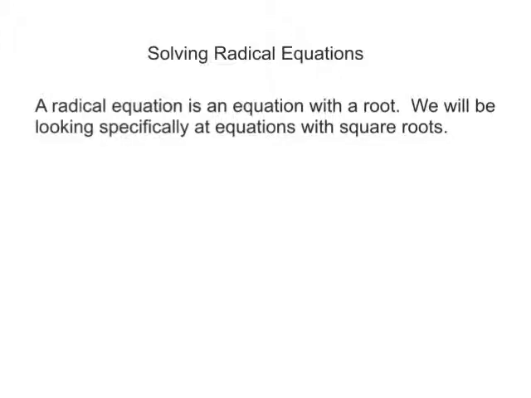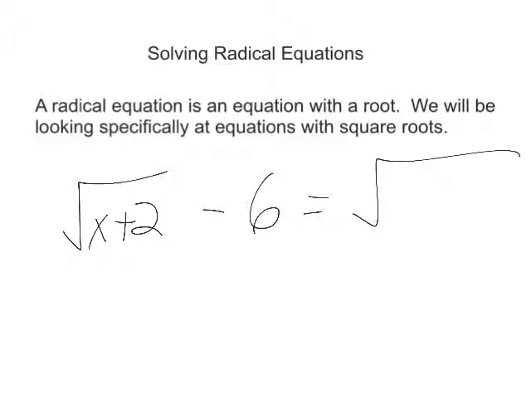An example of what one might look like, you might see the square root of x plus 2, minus 6, is equal to the square root of x plus 4. Okay, it's going to be set up sort of like this. You'll see some that have a single square root and then others that have two square roots. Okay, you shouldn't see one with any more than that. The 2 is kind of the maximum.